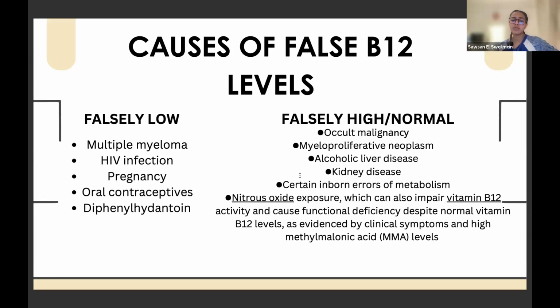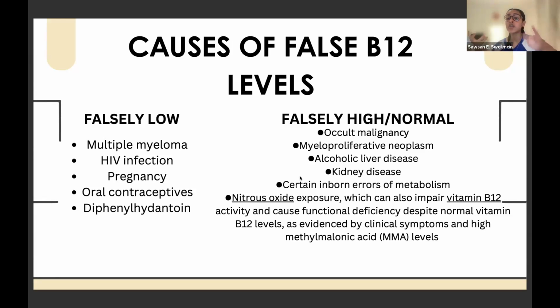Pregnancy, HIV, diphenylhydantoin, which is an anti-seizure medication. Falsely high or normal levels: occult malignancy and myeloproliferative neoplasms are a well-known cause for giving us markedly elevated B12 levels. Kidney disease, alcoholic liver disease, certain inborn errors of metabolism, and nitrous oxide exposure. It actually gives us, we can get normal B12 levels.